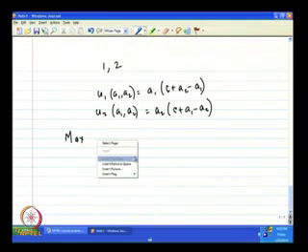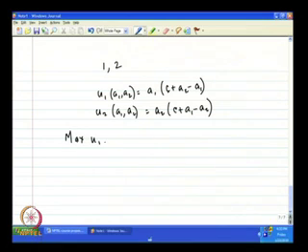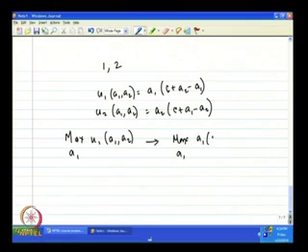maximize Ui, say U1, with respect to A1. I should find out that value of A1 which maximizes U1 given the value of A2, and that will be my best response to A2. So, this translates into maximizing A1 multiplied by (C plus A2 minus A1). This I have to maximize with respect to A1.